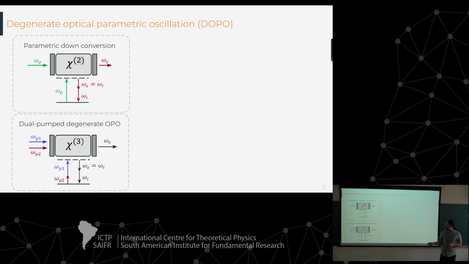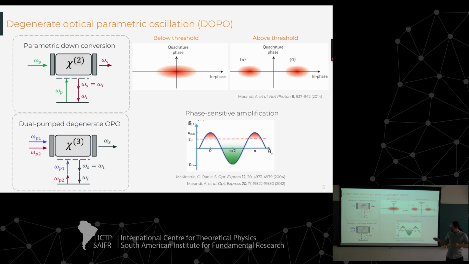But we are interested in the chi3 effect, where we have two pumps, and each photon of these pumps is annihilated for the creation of the degenerate pair. We are interested in this effect because it has very nice properties. For example, this is a process where we have a threshold. The threshold is where the losses are exceeded by the gain. So this frequency here starts to oscillate.